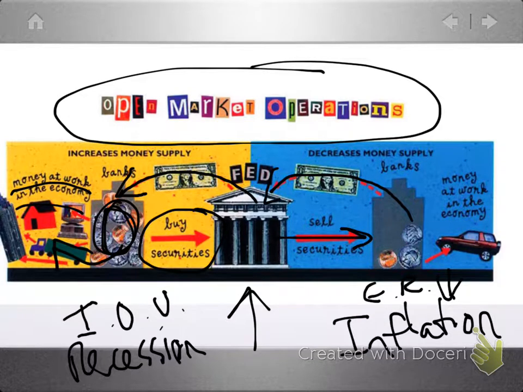So the Fed can change the prices they'll take. They give a good deal. The banks buy securities. They give their money to the Fed. The money supply goes down, and there's very little money at work in the economy. And again, you do that when there's inflation.